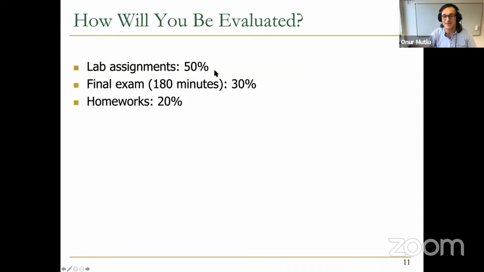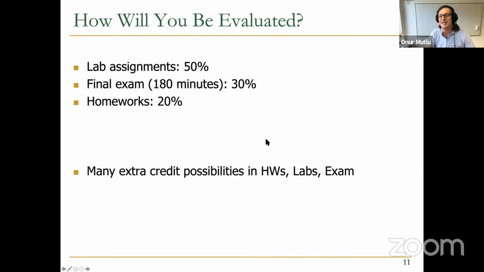Basically, we have lab assignments that consist of half of the grade. We're going to have probably around 5 lab assignments. We have a final exam, 30%, which we reduced from 35% because I don't want this to be an exam-oriented course in general. And we have homeworks that are about 20%. And that's how it's computed. And there are many extra credit possibilities, as I mentioned yesterday, in homeworks, labs, as well as the exam. Basically, there will be bonus points.